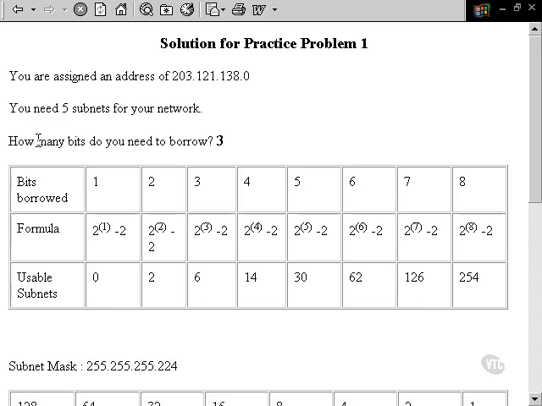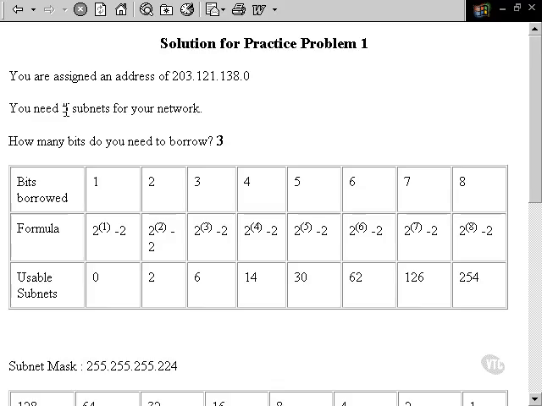The first question was, how many bits do you need to borrow? And in order to determine that, I put this chart in here. If we look at the chart, we can go across or look at the formula. Usable subnets, if we borrow 1 bit, we don't have any. Borrow 2, we have 2. Borrow 3, we have 6 usable subnets. 4, we have 14, and so on.